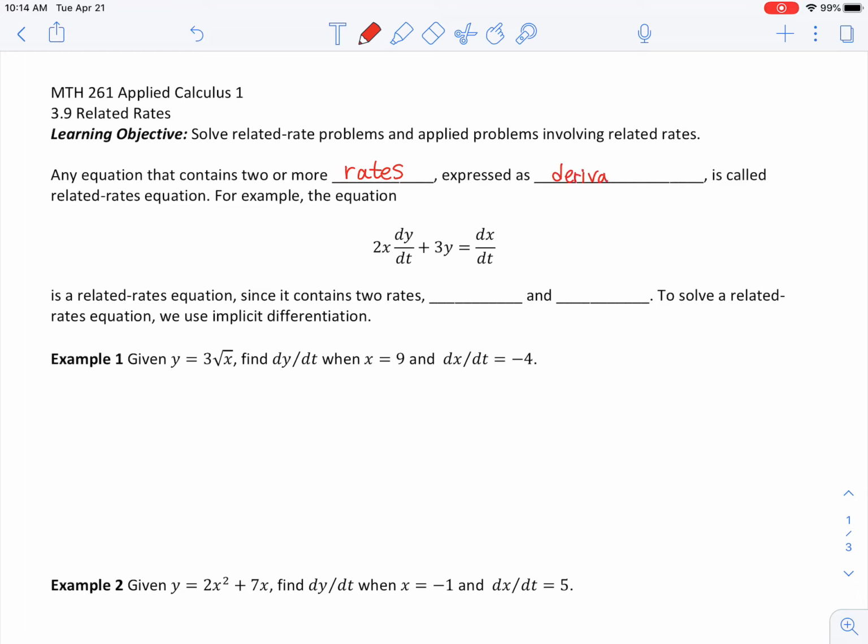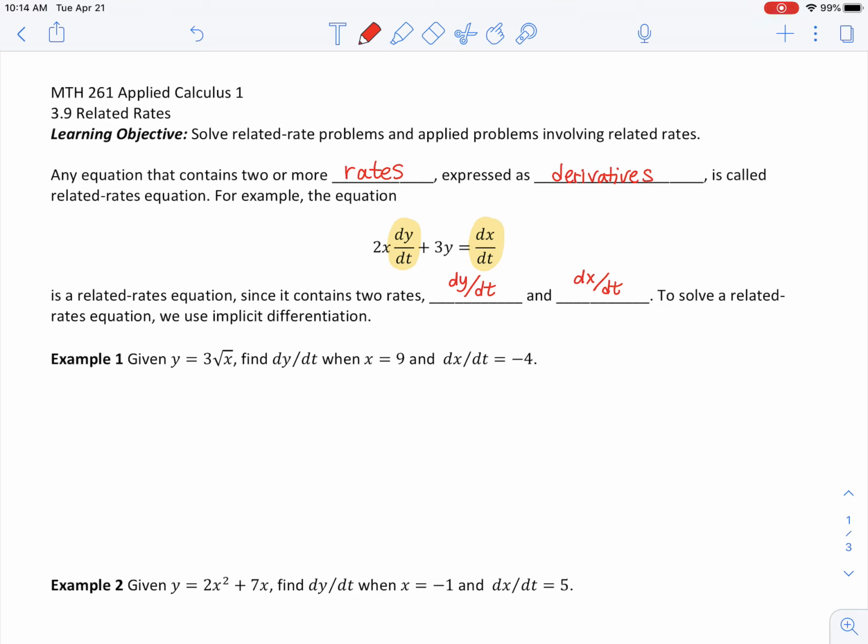Any equation that contains 2 or more rates, and these rates are going to be expressed as derivatives, is called a related rates equation. So for example, take a look. We have 2x dy/dt plus 3y equals dx/dt. Notice that we have 2 different rates here, right? I have dy/dt and dx/dt. This is a related rates equation since it contains 2 rates.